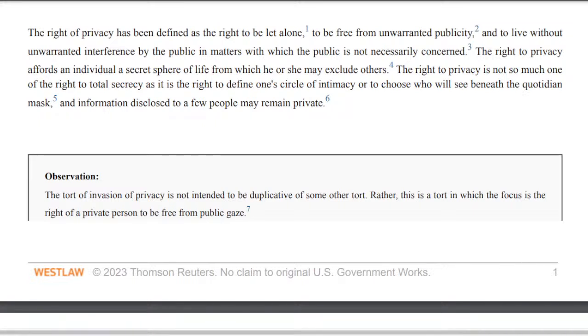So the right to privacy. The right to privacy has been defined as the right to be let alone, to be free from unwarranted publicity, and to live without unwarranted interference by the public in matters with which the public is not necessarily concerned. The right to privacy affords an individual a secret sphere of life from which he or she may exclude others. The right to privacy is not so much one of the right to total secrecy as is the right to define one's circle of intimacy or to choose who will see beneath the quotidian mask, and information disclosed to a few people may remain private.